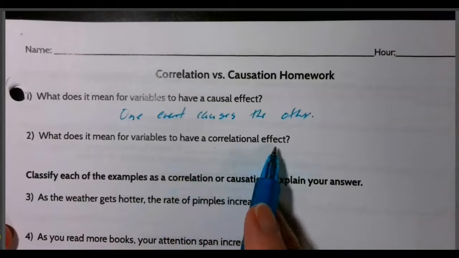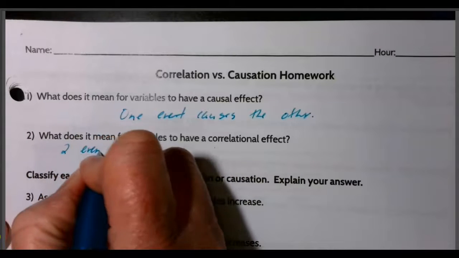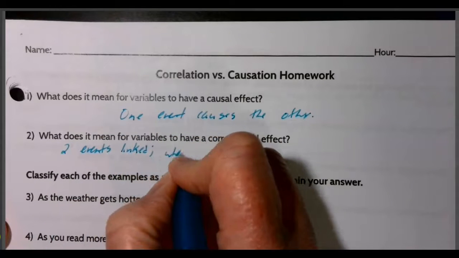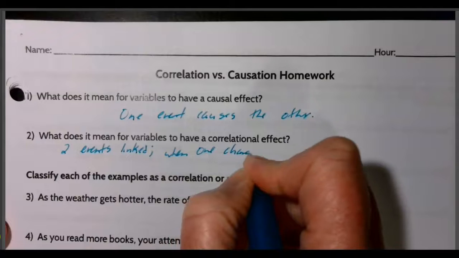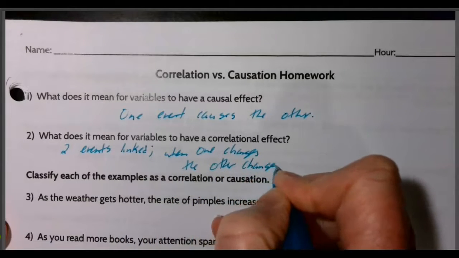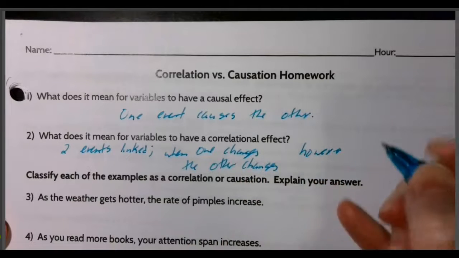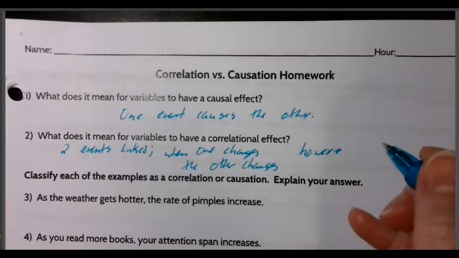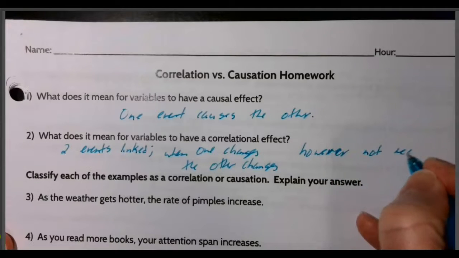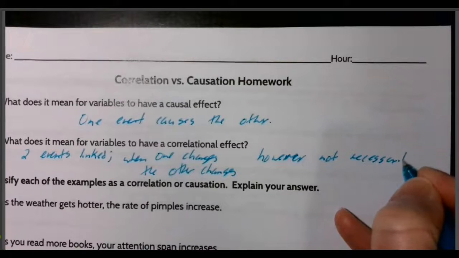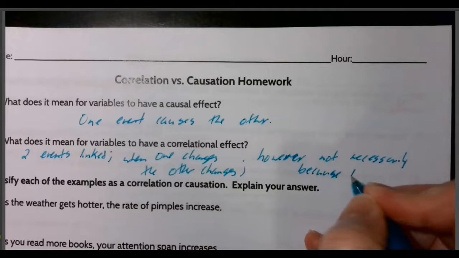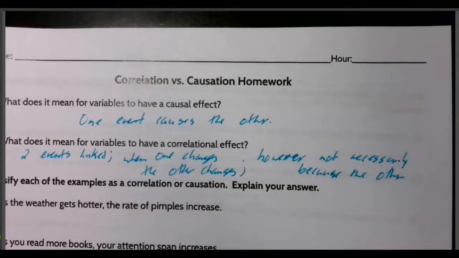Okay? What does it mean for variables to have a correlational effect? A correlational effect. That means that the two events are linked. Okay? That means that when one changes, the other changes. However, not necessarily because of one or the other. Not necessarily because the other changed. Okay? And we're going to look at some more examples of that.